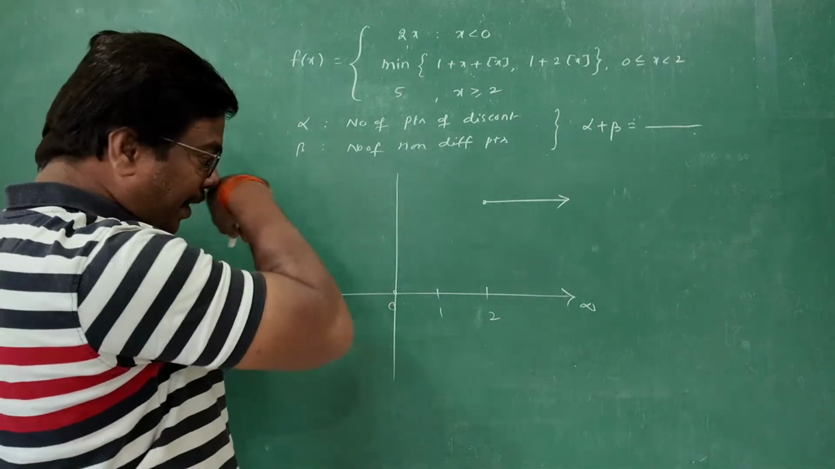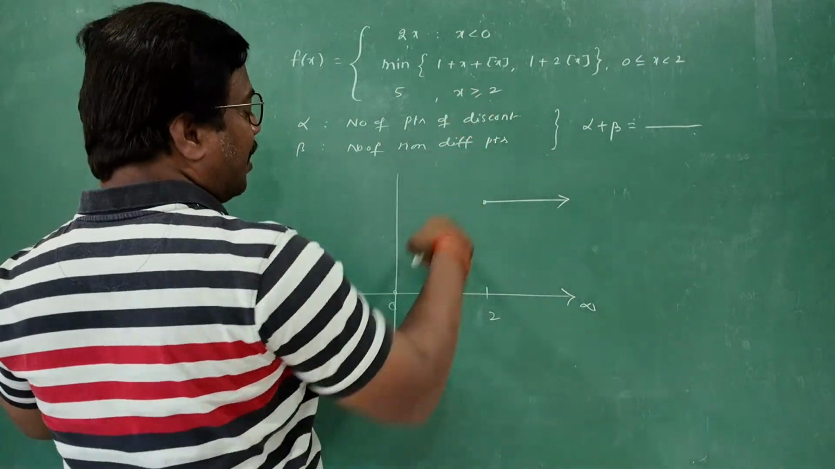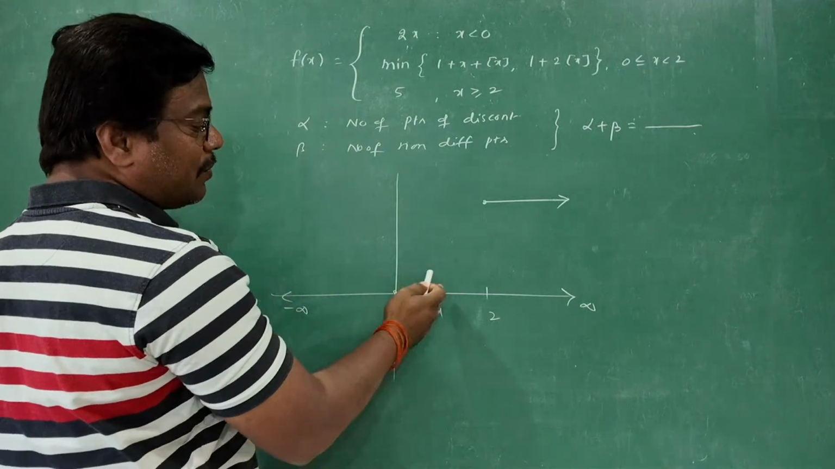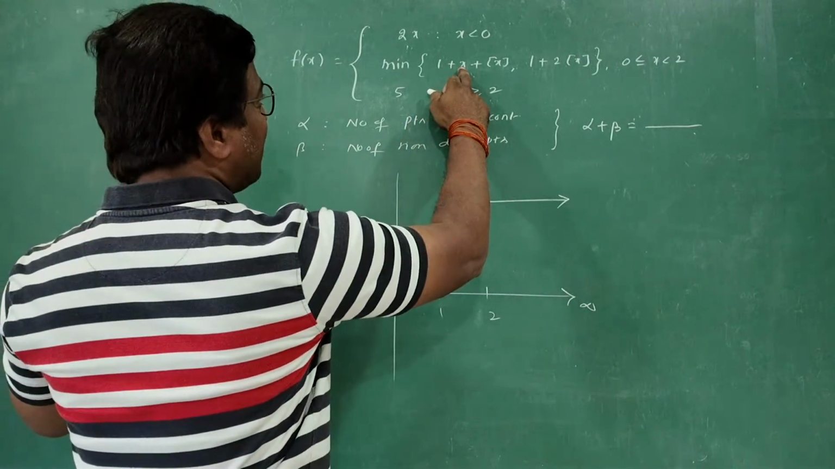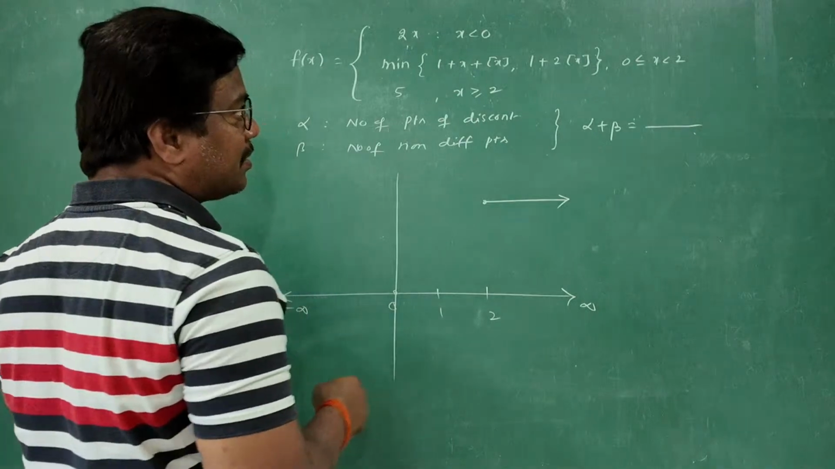See, suppose first in the interval 0 to 1, if I draw the graph, if it is 0, then what happens?